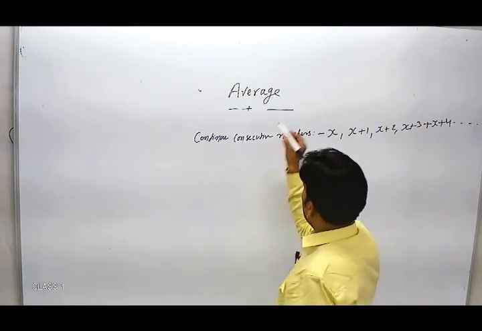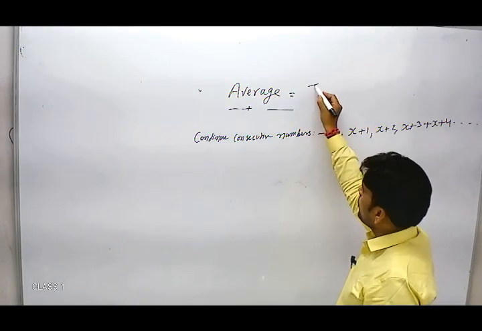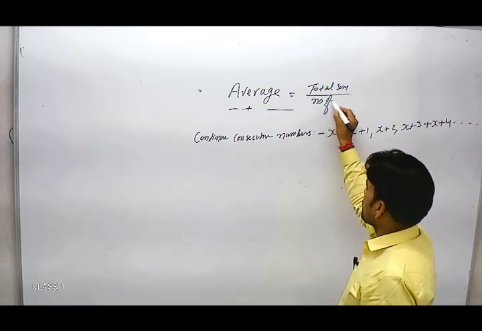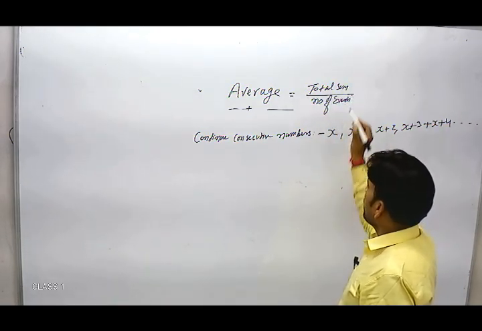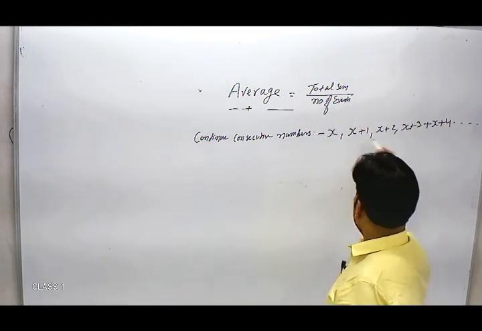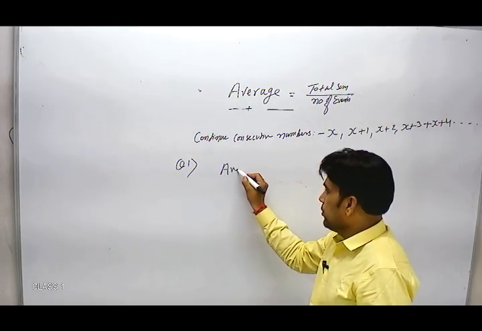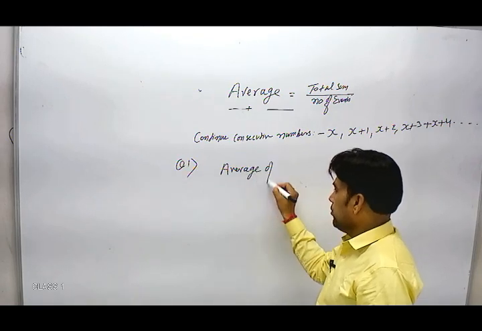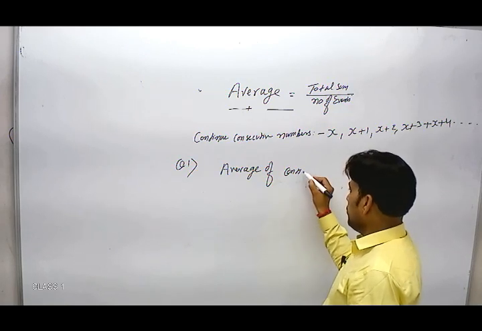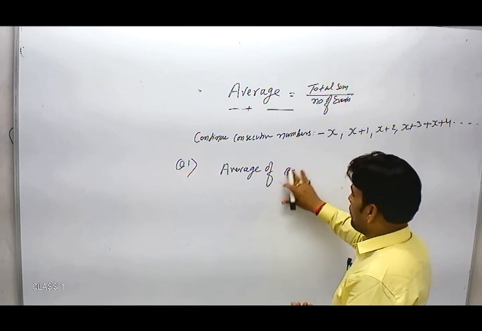We have to start the question as, what is the average? You know better about that. Basically the average is total sum upon number of events. Number of events. Let's see an example. We have to start with the total sum. It means when a question will be asked like that, average of 5 continue consecutive numbers.